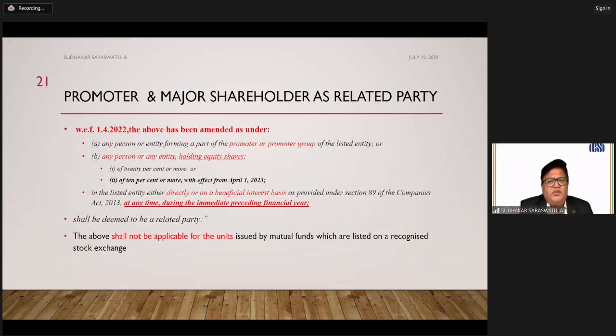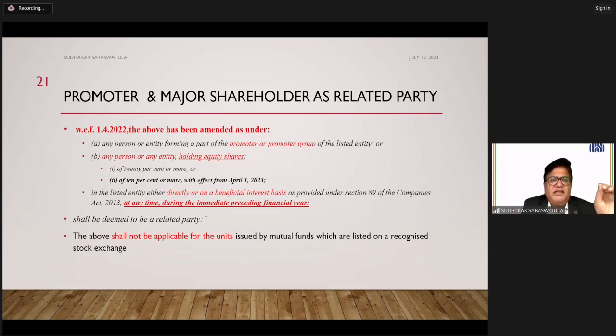Now, effective 1st April 2022, this has been further amended. Now it says that any person or entity forming a part of the promoter or promoter group of the listed entity, that means irrespective of the holding, even if an entity or a person's name is there as a part of the promoter or promoter group disclosed to the stock exchanges, even if they are holding nil shares, they are still related parties. Earlier it was 20% plus shareholding, but now it is nil shareholding also. But if your name is a part of that promoter or promoter group, you will be a related party.